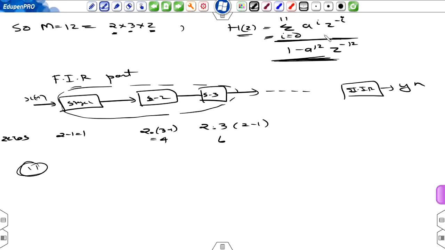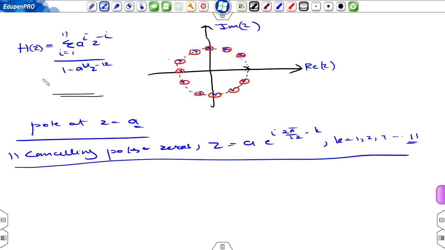So if I represent the poles and zeros in the Z plane, it will be something like this. For a 12 stage pipeline filter, it will have a pole at z equal to a, and we have introduced 11 cancelling poles and zeros given by z equal to a e raised to power j 2 pi by 12 times k, where k is equal to 1, 2, 3 up to 11. So these are 11 cancelling poles and zeros.